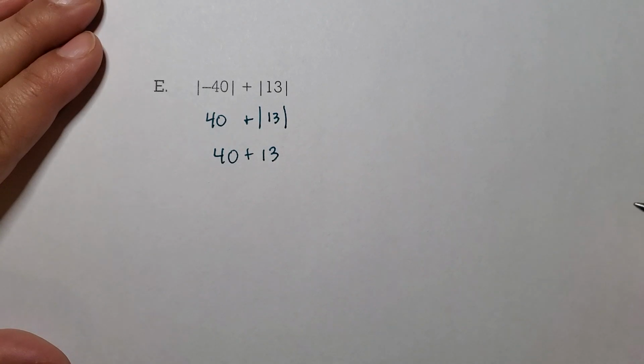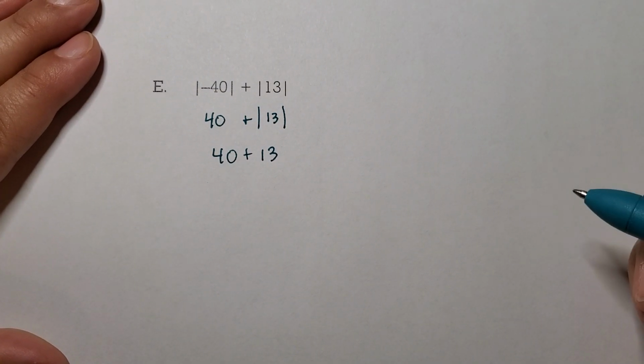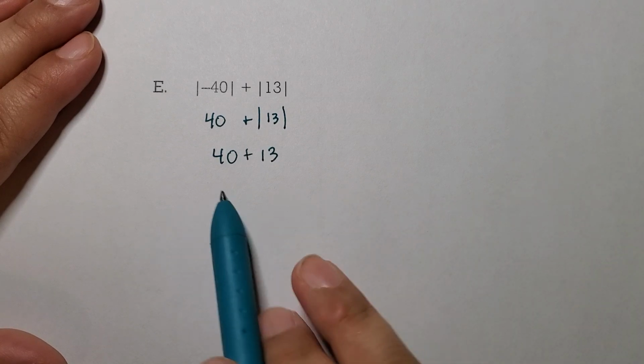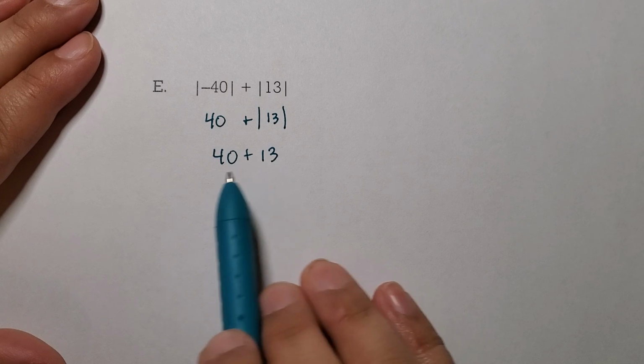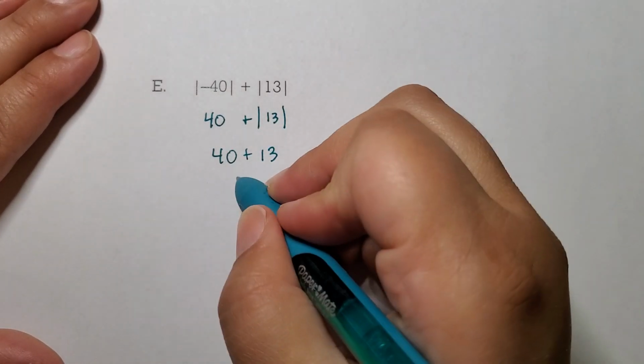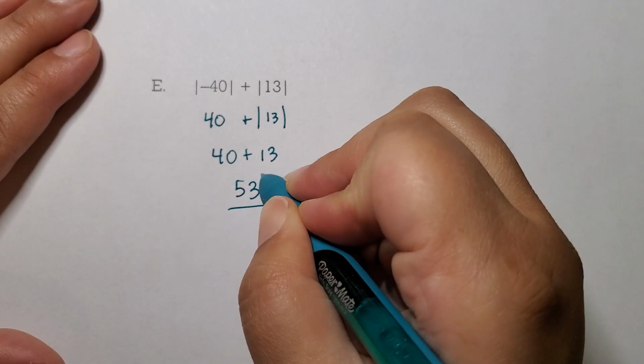Remember, absolute value is not a change the sign function, it is a make it positive. And now we have just a normal addition problem. No signs, nothing fancy, just 40 plus 13, which is going to give us 53.